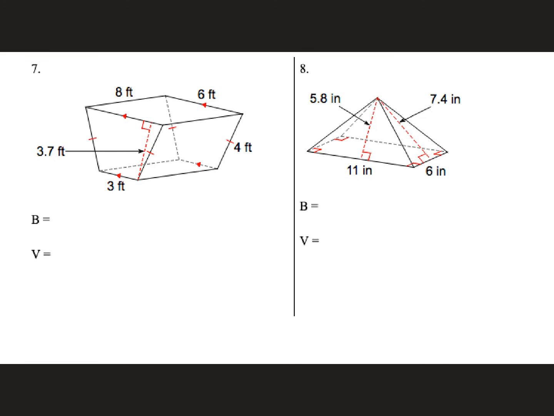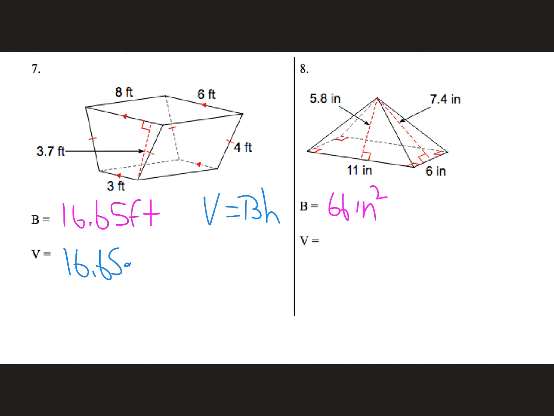These are the same figures as before. So I just peeked back, and this one was 16.65 for the base, and this one was 66 because that's a rectangle. That one's easier. For the volume, it is going to be the area of the base times the height. So 16.65 times the height. The height is this distance here.